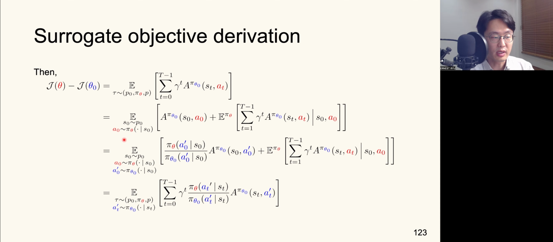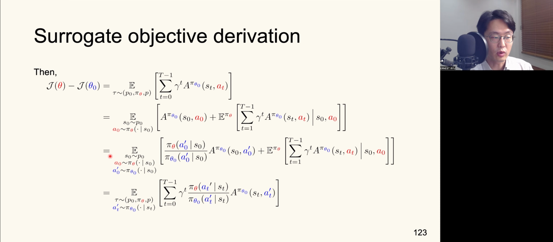Next, let's do the importance sampling estimator. When we change the distribution of A0 from pi theta to pi theta 0, I'm using a different letter to denote the two random variables. A0 has distribution pi theta, A0 prime has distribution pi theta 0. When we change the distribution, we need to compensate via this likelihood ratio. But instead of A0, we now plug in A0 prime into here.